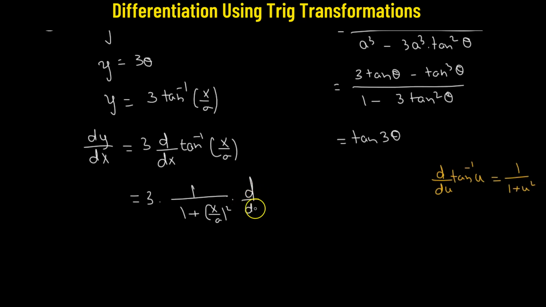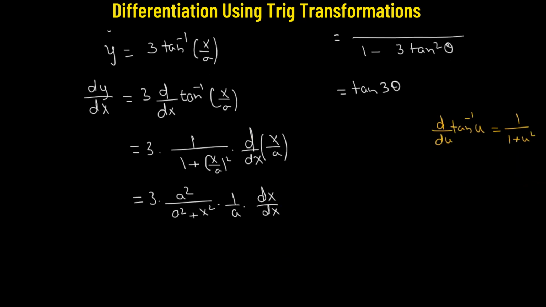So that means we have the derivative with respect to x of x over a, which gives us 3 times a squared divided by a squared plus x squared. Now here 1 over a is a constant, so we can pull it out of the derivative. This will be multiplied to the derivative of x with respect to x. So therefore, finally we have obtained the derivative of y with respect to x, that will be equal to 3 times.